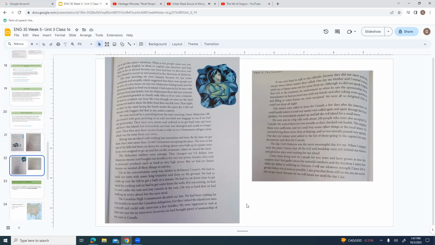One day our names were added to the list of those going to the capital for some documents, and then for Canada. The day I left Malaysia was the most meaningful day for me. When I stepped onto the plane, I knew that all the evil and hardship were left behind me forever, and glorious days were waiting for me ahead.